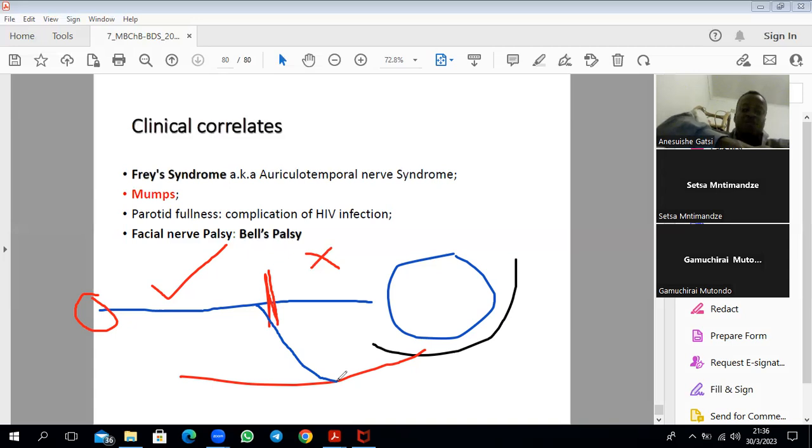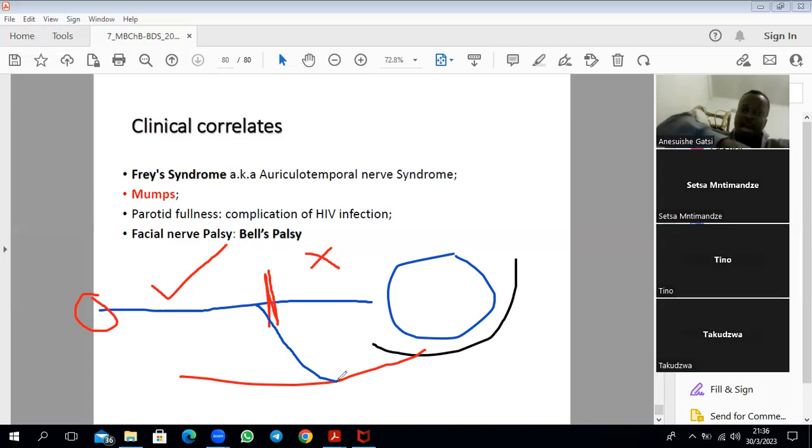And it's quite evident in white people or those that you call yellow bones, because when they sweat, the sweating is so excessive that they swell and they become so red in the parotid region, and it's quite painful. It's called Frey's syndrome or auriculotemporal nerve syndrome.